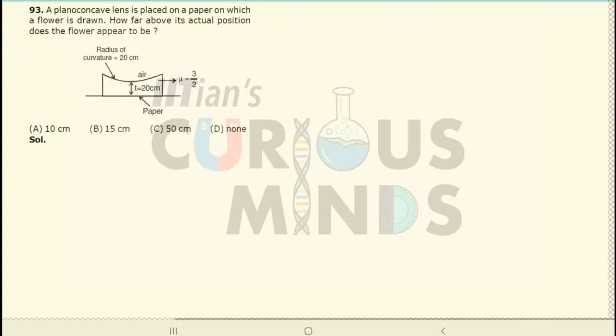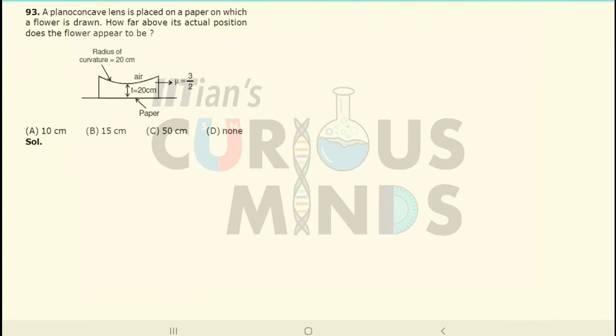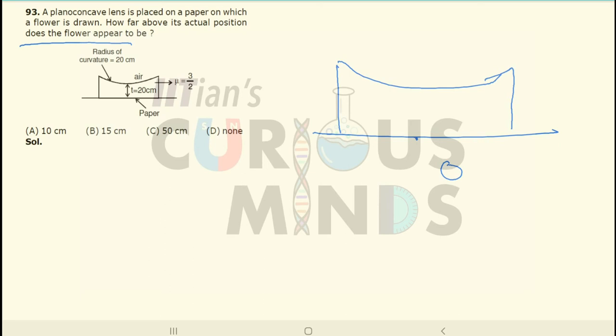A plano concave lens is placed on a paper on which a flower is drawn. How far above its actual position will the flower be seen? If I say that this is a plano concave lens, and the object is somewhere over here, when viewed from above, the object will look somewhat above its original position. So we have to find out the position.